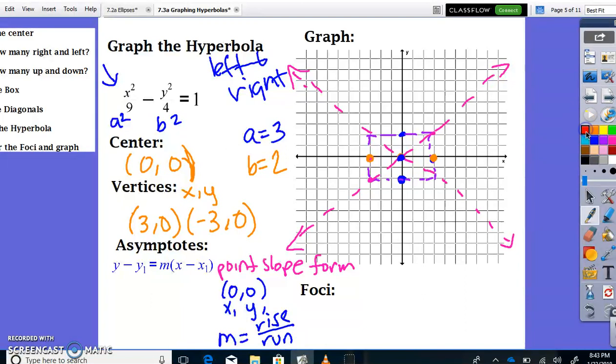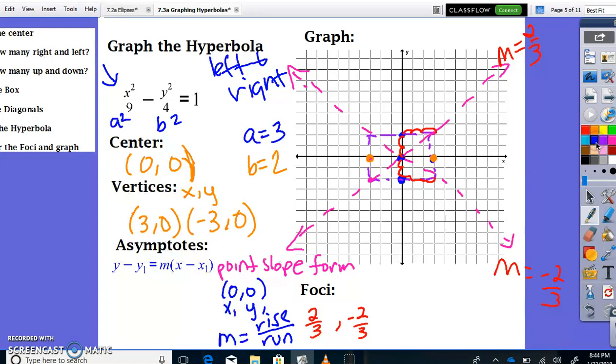So if I look at the first diagonal dashed line, I go rise of 2, run of 3. So that's a positive slope of 2/3. Then the other line goes down 2 to the right 3, so the slope is negative 2/3. So this line, the slope is positive 2/3. This line, the slope is negative 2/3. And they both go through the origin.